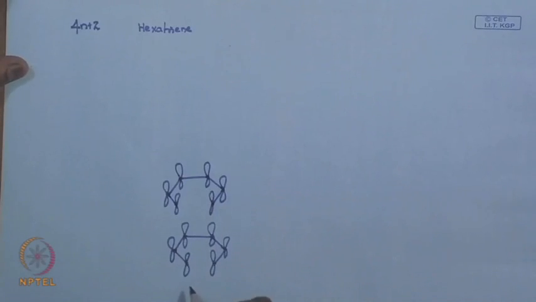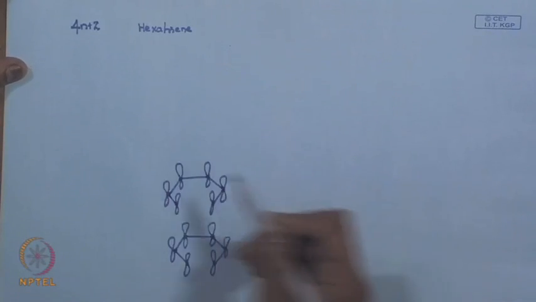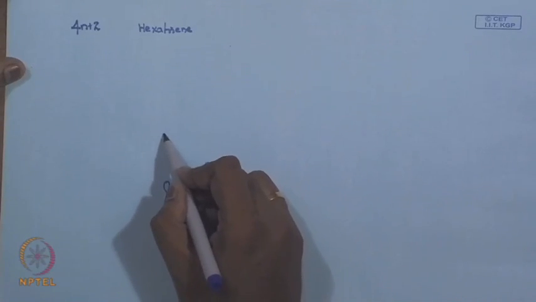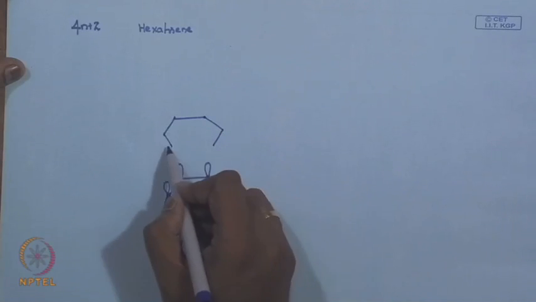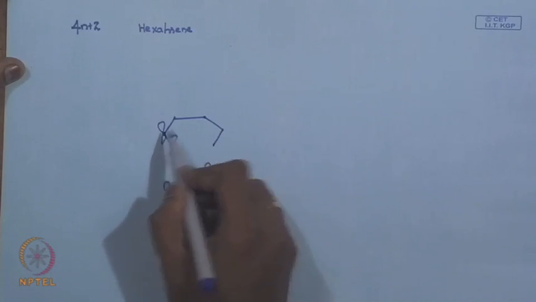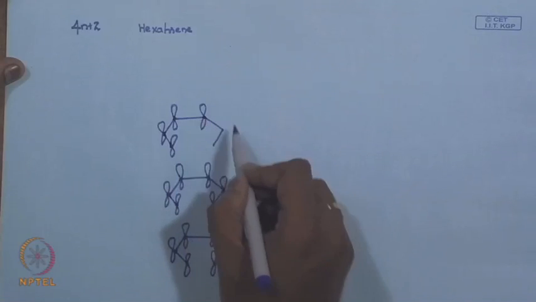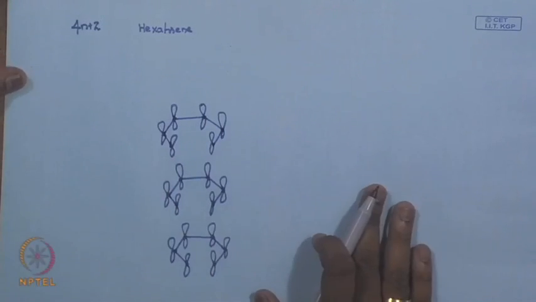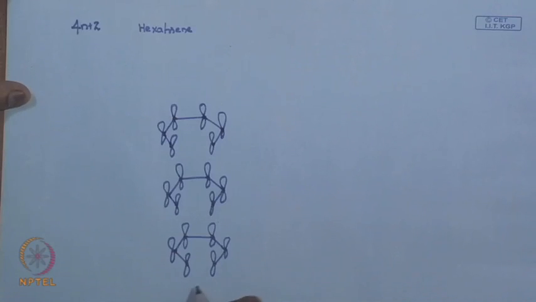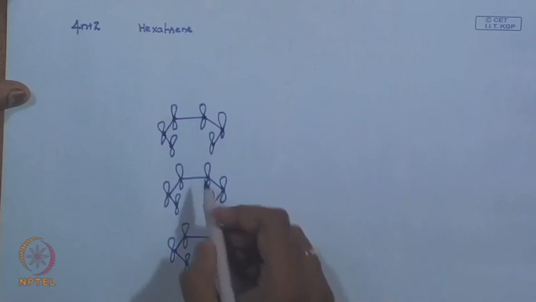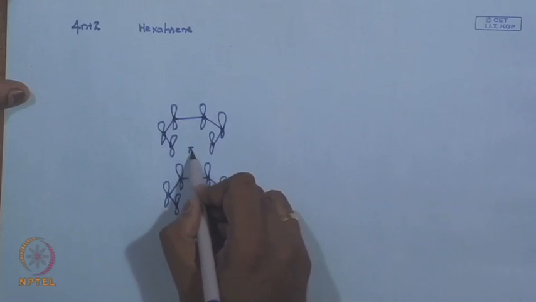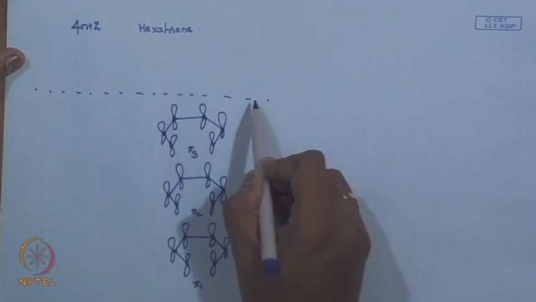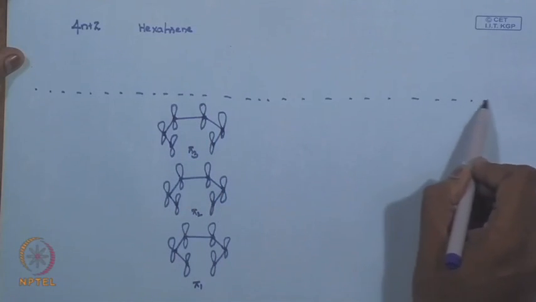This is a pi 1. First I will try to draw your bonding. So this will be your bonding orbital, right? So we can call them pi 1, pi 2 and pi 3. So these 3 will be your bonding.